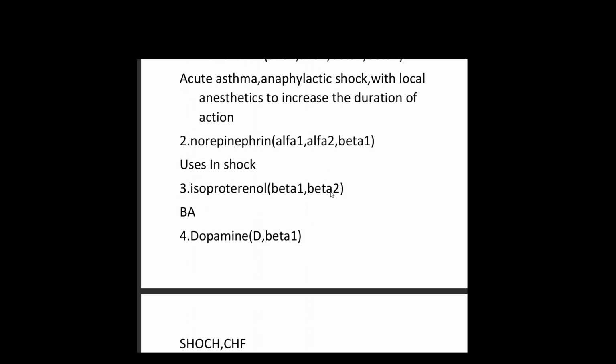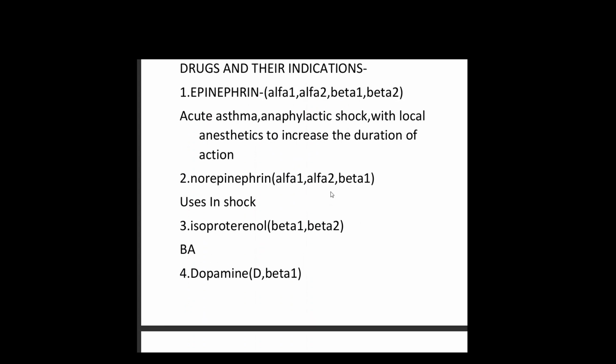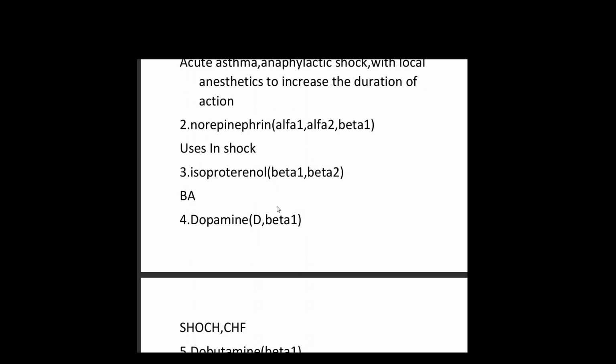Next, norepinephrine: alpha 1, alpha 2, beta 1, no beta 2. Okay, alpha 1, alpha 2, beta 1, also used in shock. Next, isoproterenol. This is beta 1, beta 2. Because of the beta 2 receptors, we could use it for bronchial asthma.